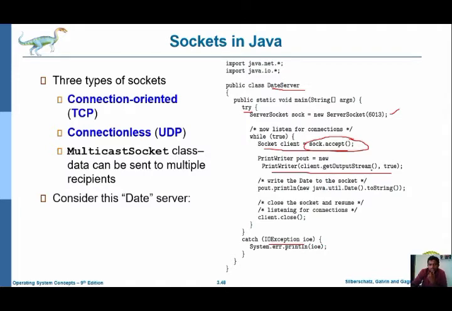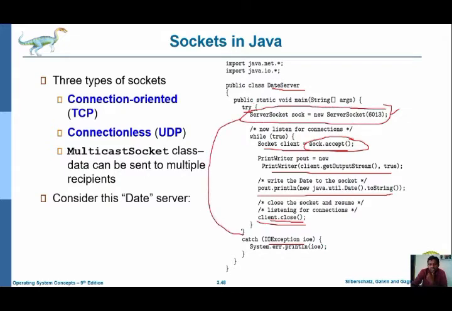For that purpose we use the stream client.getOutputStream. After that, we copy the data into the socket. For that, we use this instruction: pout.println of new java.util.Date().toString(). Here it converts from date to string format. After completion of the data transmission, we close the connection, for that purpose client.close. In case the server socket creation fails, it displays an exception message. In this manner, we create sockets in the Java language.